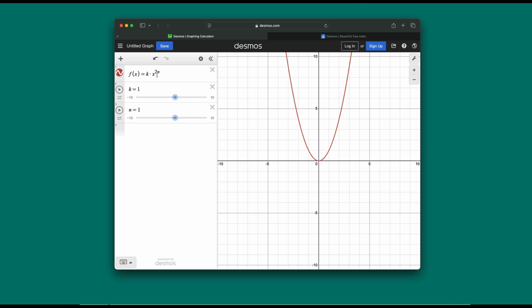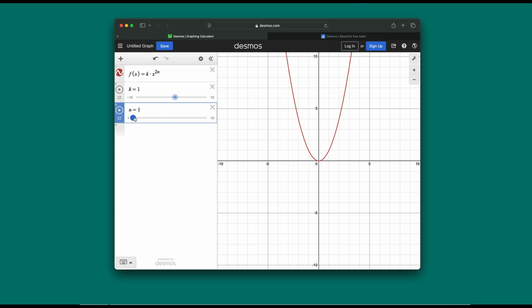You can see that if n is equal to 1, that means this is just x squared. But if I change n to say 2, and let me make sure it stays positive here, we'll start at 1 and then go to maybe 10 in steps of 1. Okay, so with n at 1, 2 times 1 is 2, so you get the shape.